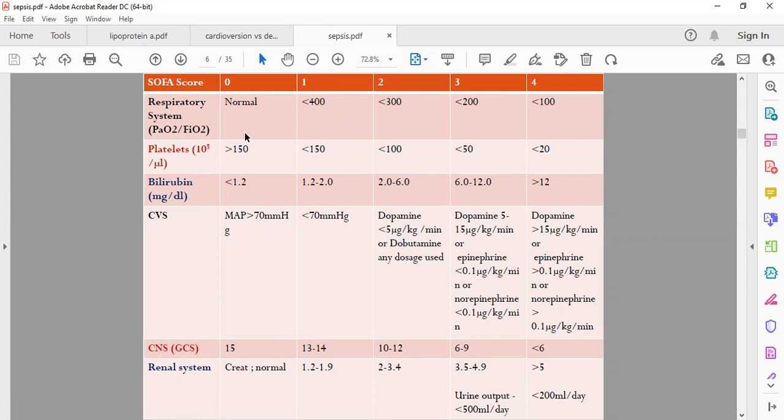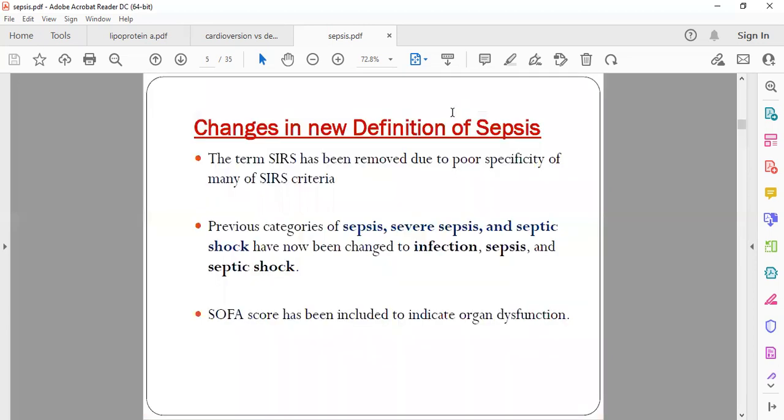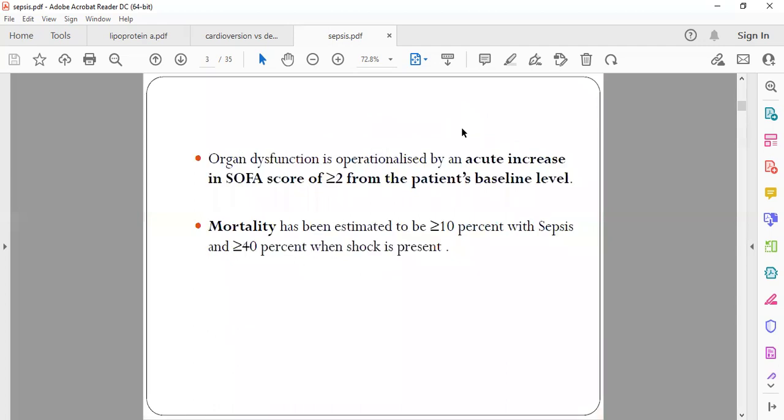A single reading is not of much importance. First we measure someday, and then sequentially every day we have to keep monitoring and recording, keeping a track of that. And if you see an acute increase in the SOFA score of more than or equal to 2, that means a severe organ dysfunction has started. Whenever this happens, which denotes that the patient enters into sepsis, the mortality has been estimated to be more than 10% if there is sepsis, but if there is a shock, the mortality is around 40%.